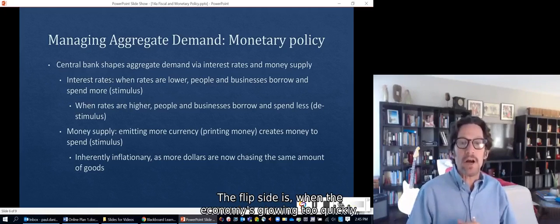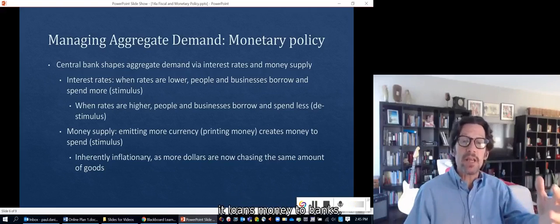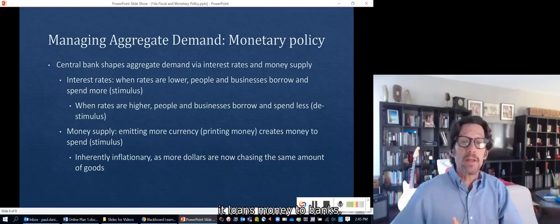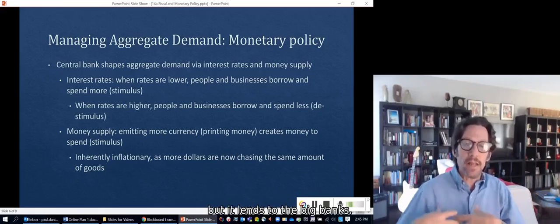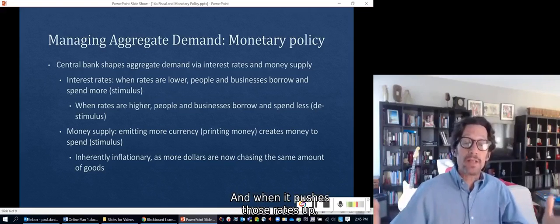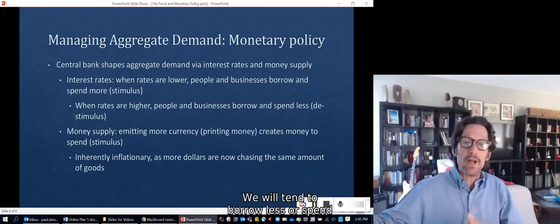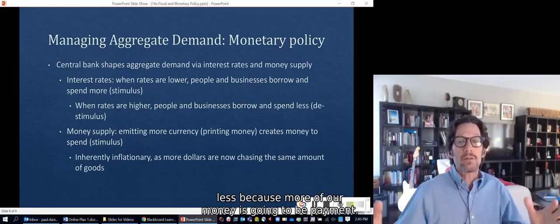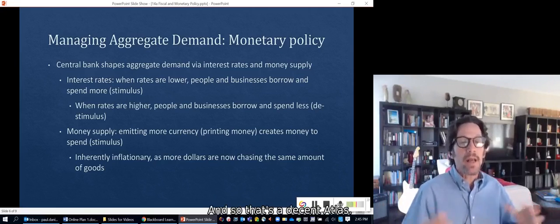The flip side is, when the economy is growing too quickly, the Federal Reserve can increase the interest rates at which it loans money to banks, right? The Fed doesn't lend money directly to us, but it lends to the big banks. And when it pushes those rates up, those rate increases get passed on. We will tend to borrow less, right, or spend less because more of our money is going to repayment. And so that's a destimulus.